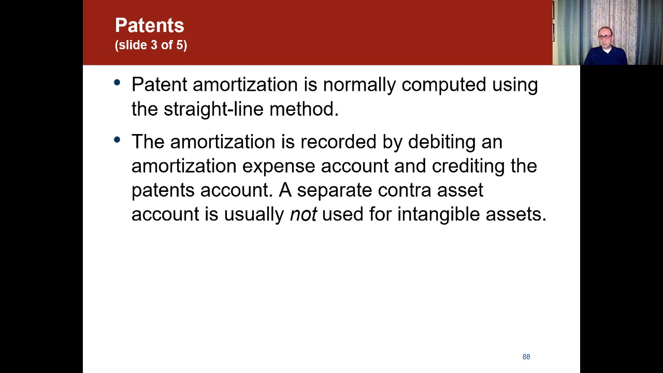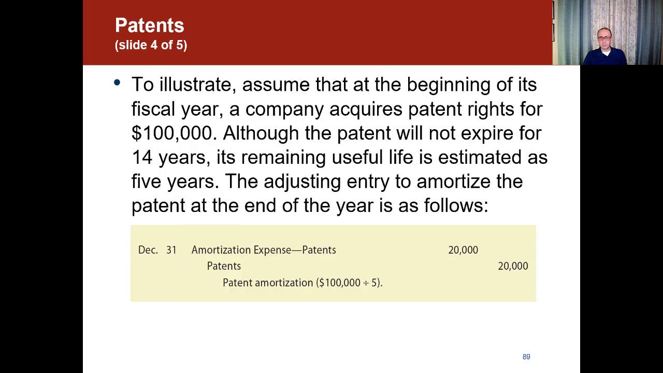So patent amortization is normally computed using the straight-line method. The amortization is recorded by debiting an amortization expense account and crediting the patents account directly. We don't use an accumulated amortization account. A separate contra asset account is usually not used for intangible assets. So please remember that. We don't have a contra asset like accumulated amortization. We don't use this kind of account when it comes to intangible assets.